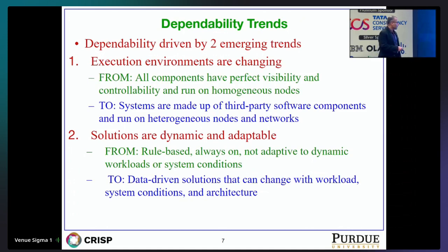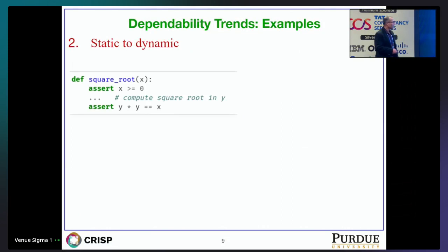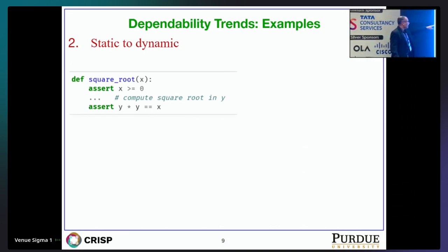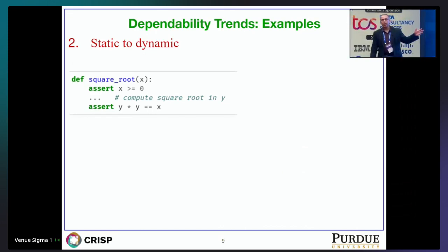The second trend is that these dependability solutions used to be static and rule-based. So this is a simplistic example of a static rule-based system. You have the simple function which is supposed to calculate the square root of a value. You check that the value is greater than 0, and then you assert this. So the result must be, if you squared that result, you should get the original. No matter what value of x it is, no matter if it's 100 degrees outside or if it's 0 degrees outside, this assertion should always hold true. So this is an example of a static rule-based system.